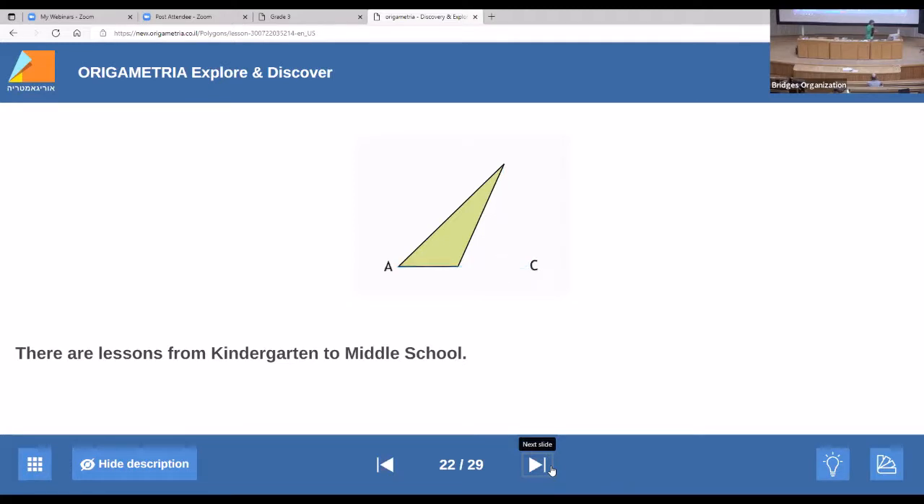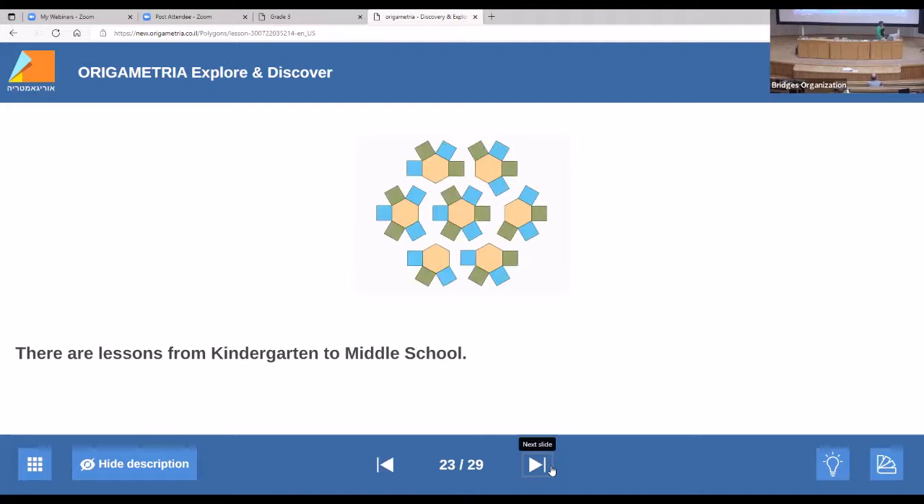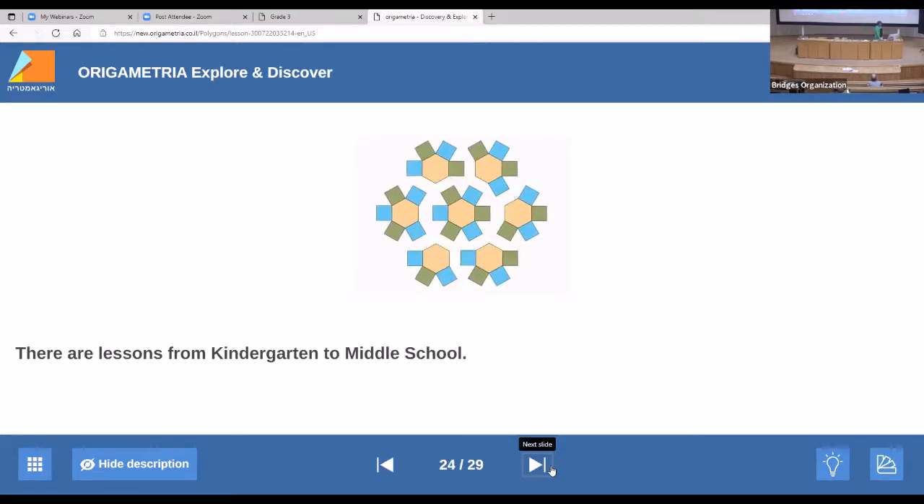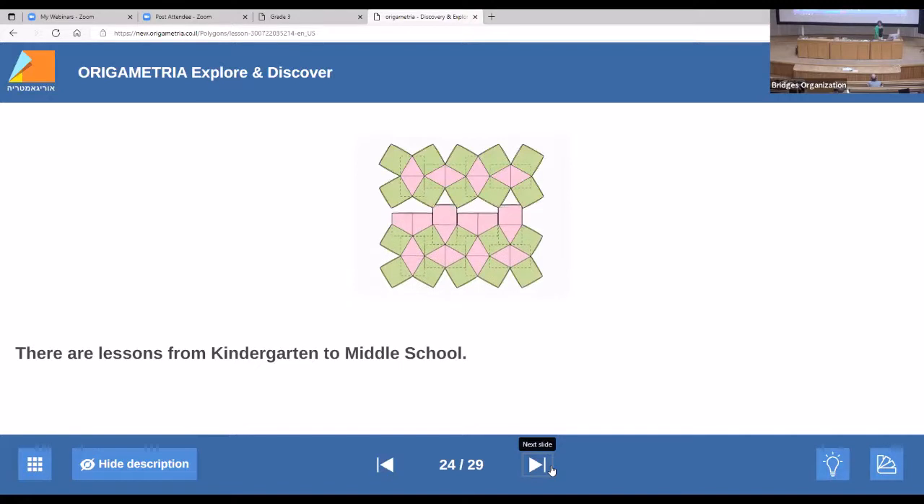Like this one, they make a fingernail, and they learn about the height of a triangle. Or here they do tiling. It's usually 5th grade. So they fold, and they make this tiling. Beautiful lesson, this one. Or this kind of tiling.